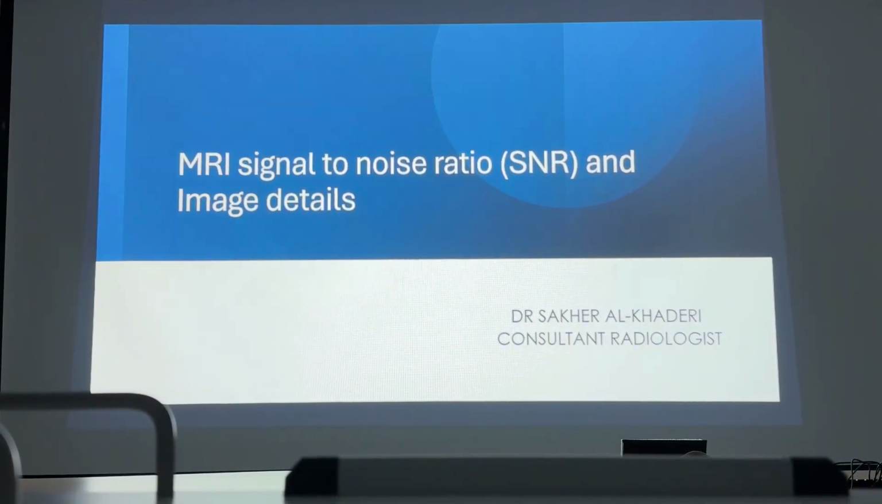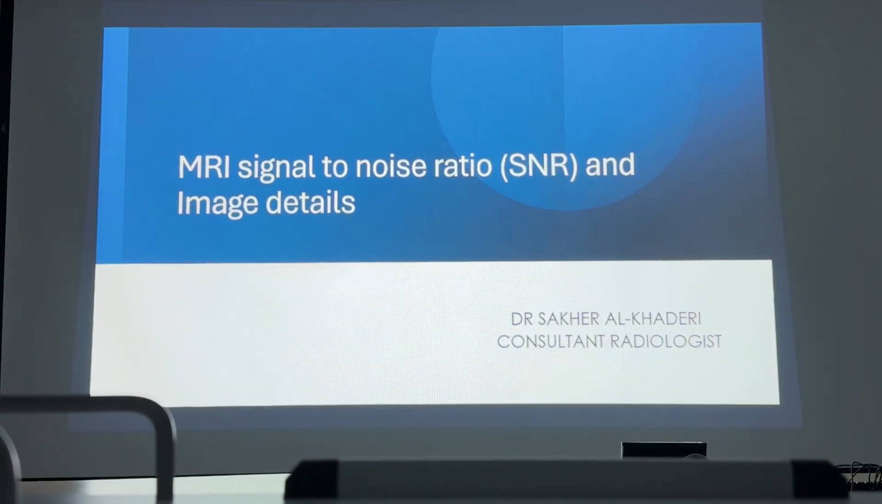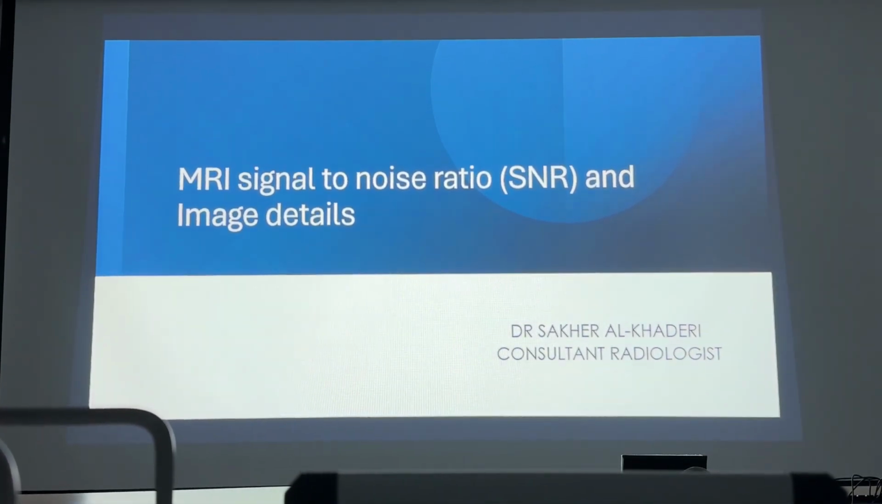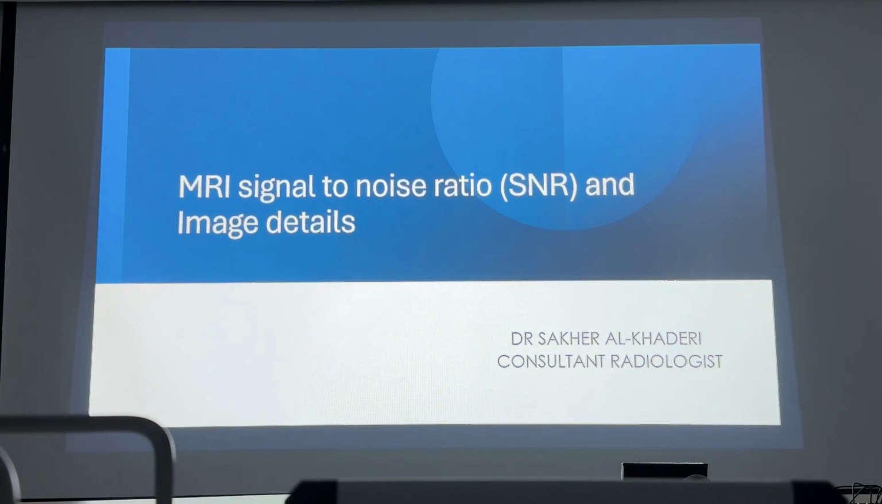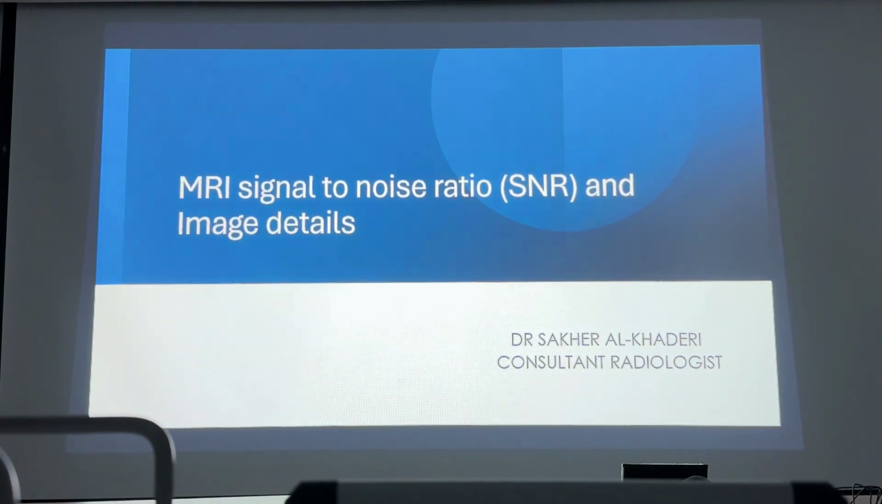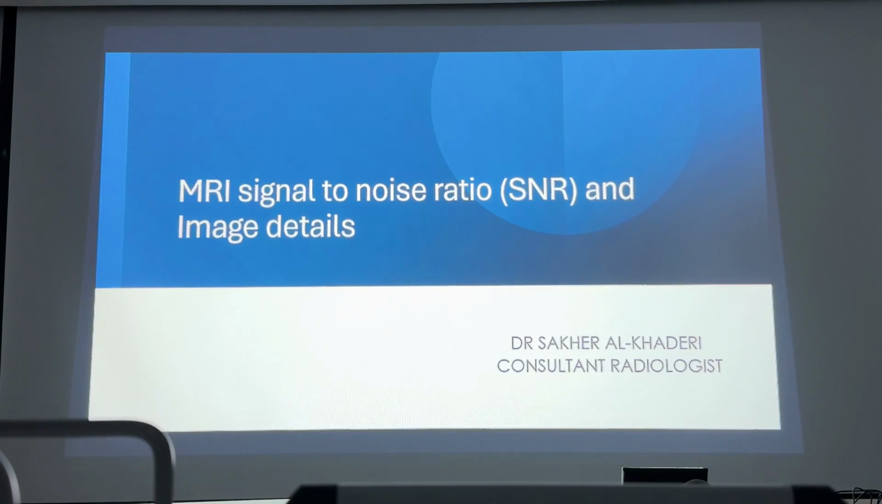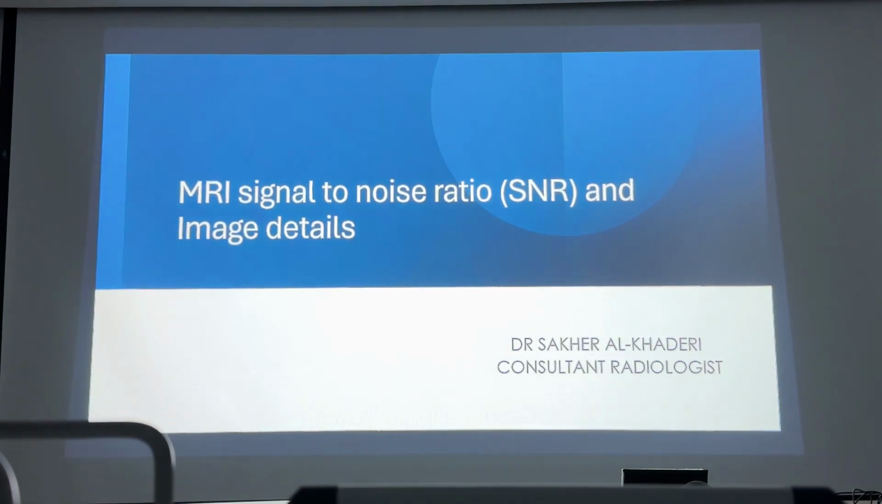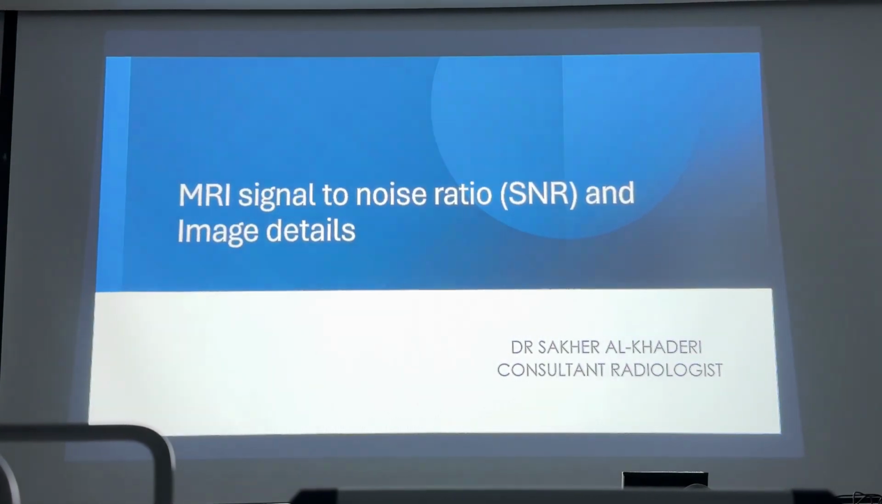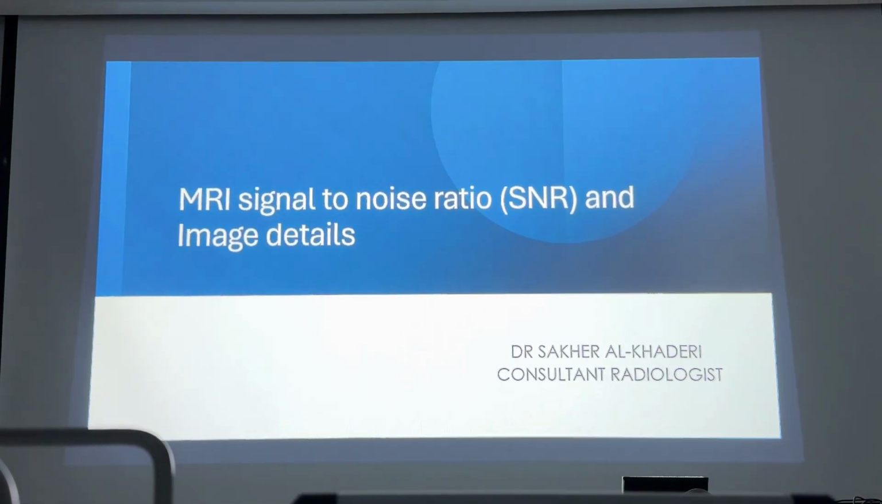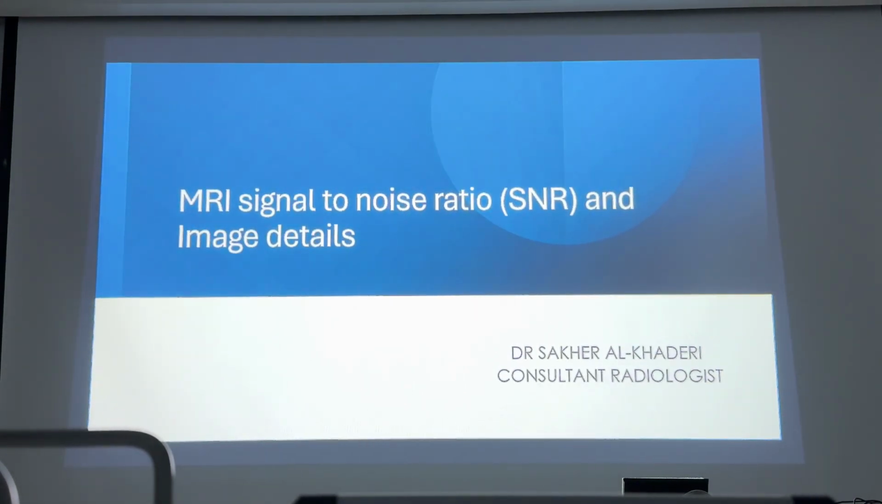Good evening, my audience. Today our radiology talk will be about the MRI signal to noise ratio, SNR, and image details. As we all know, this subject, the image details, is very crucial and important for every MRI practitioner. It reflects and can assess the efficacy of MRI machines, efficacy of MRI protocols, and planned sequences.